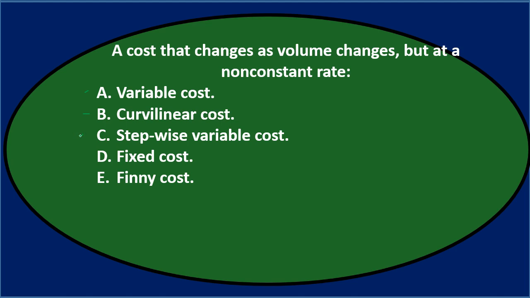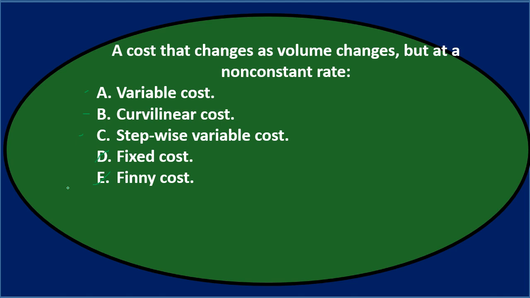D says fixed costs, and that doesn't seem reasonable because we're talking about some type of variance here. And E says funny costs, which doesn't seem like a very technical type of accounting term. So I'm going to say probably not E. We'll keep A, B, and C and go through it again.